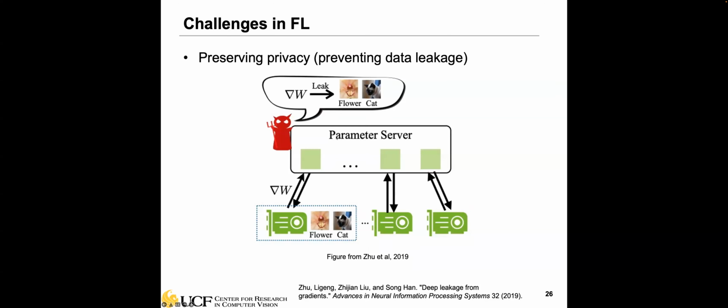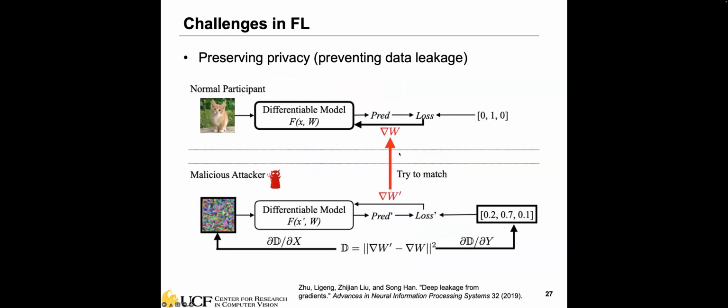Let's consider the server trying to peek into the local client data. The server is very curious. It is trying to reconstruct what kind of data is coming from the local client. So let's say this is a curious server. In this paper they have a way to achieve this data reconstruction just based on the model gradient or parameters.